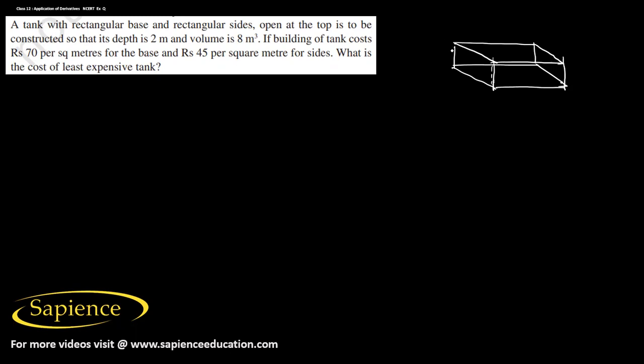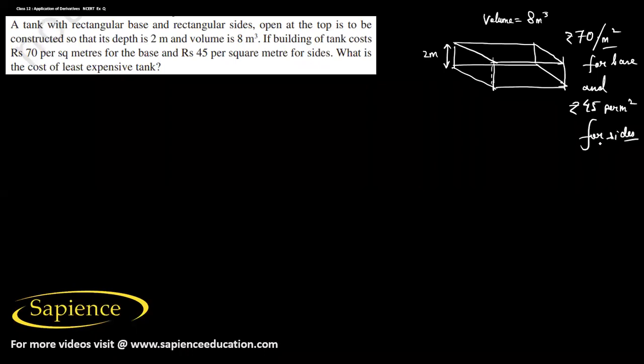And it has to be constructed so that the depth is 2 meters and the volume should be 8 meter cube. If building the tank costs rupees 70 per meter square for the base and rupees 45 per meter square for the sides, what is the cost of the least expensive tank?